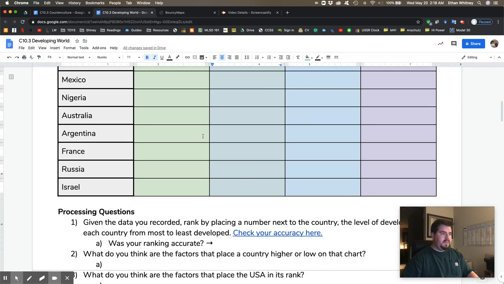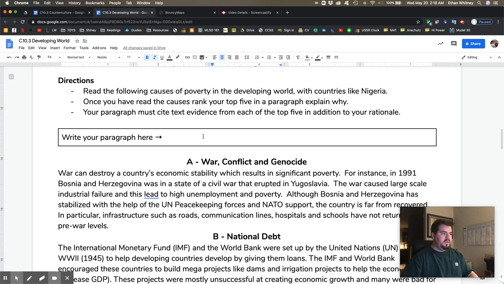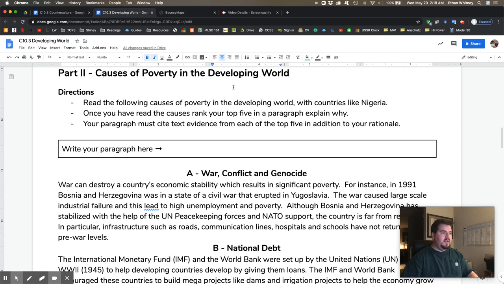I just considered that. Now, part two, we're looking at causes of poverty. So basically, if you're a developing country, you can almost assume that you have a higher level of poverty. Money is how the world goes around. If you have a small amount of money, you're probably developing. Got a ton of money, probably developed. Makes sense, right? So anyways, you're going to look at the causes of poverty.